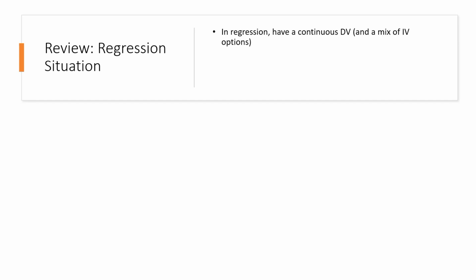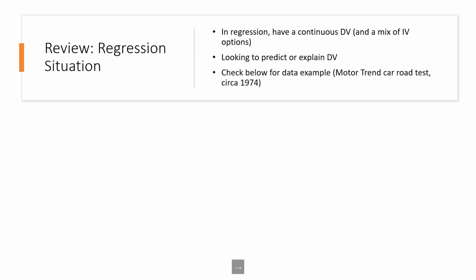So in reviewing regression, recall that in regression we have a continuous dependent variable, and we can use a variety of different independent variable options. We could use continuous, we can use categorical independent variables. We're looking to predict or explain the dependent variable with some linear combination of our independent variables.